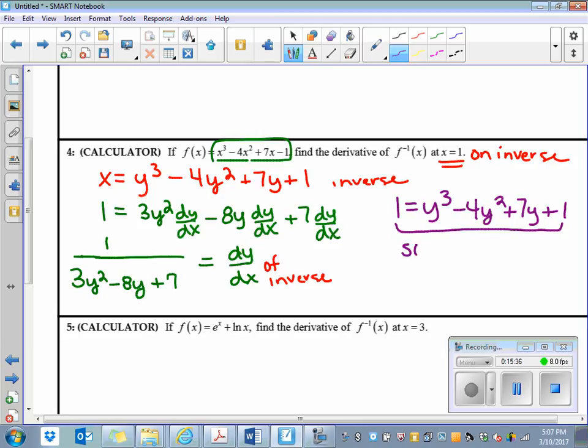Here's where your calculator comes in. The only way, well, not the only way, but the easiest way, and the way we're going to solve that equation, is using our calculator.